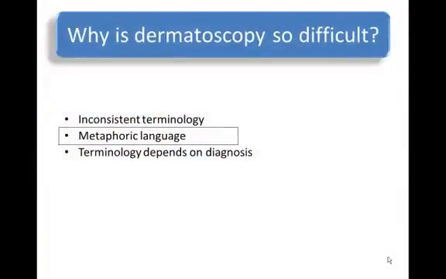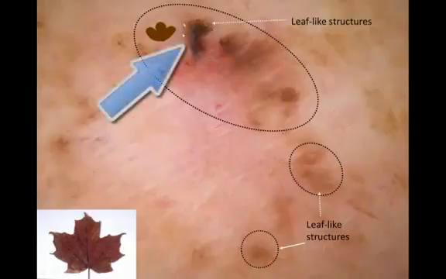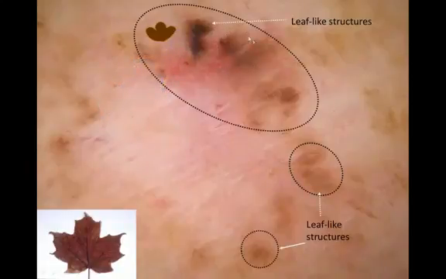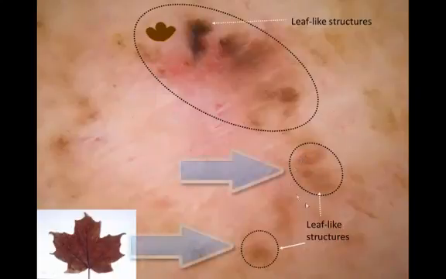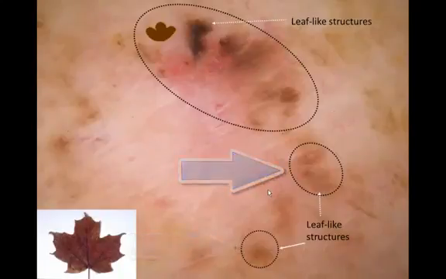Why is dermatoscopy so difficult? Well, also because of metaphoric language. This is from a teaching CD-ROM of the American Academy of Dermatology, and you can see a basal cell carcinoma. And here you can see a structure that resembles a little bit a leaf. And also here maybe a structure that resembles a leaf. But it's very difficult to see a leaf-like structure as indicated here or here. Why is there a leaf-like structure? Is it because the diagnosis of BCC demands a leaf-like structure?